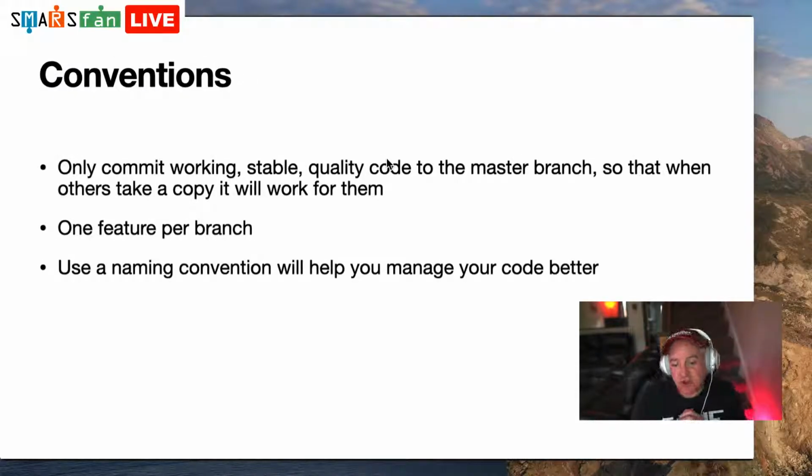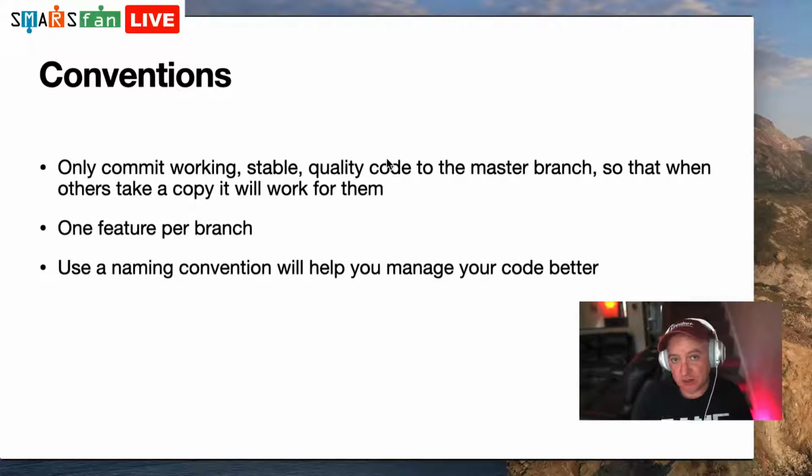So, some conventions. So we only commit working, stable, quality code to the master branch. Now this is really when you're working with large software engineering teams. For your own personal use, you can probably get away with whatever you like, but as a convention, it's best that you only check into the master branch stuff that you know works well. It might be that you later discover bugs in it, and that's fine, but as you commit, you should have a good understanding that this is a good, solid, tested piece of code.